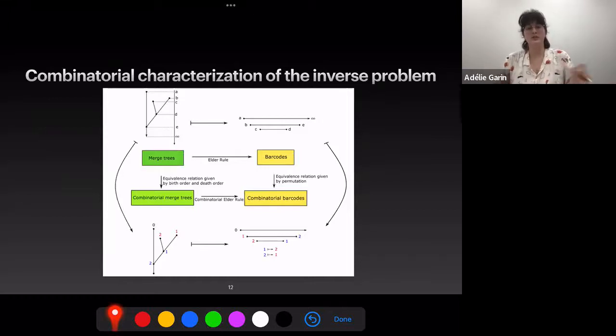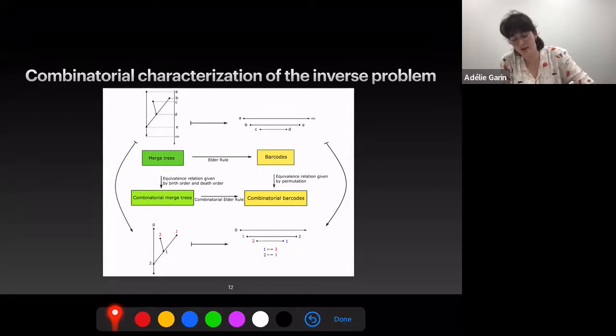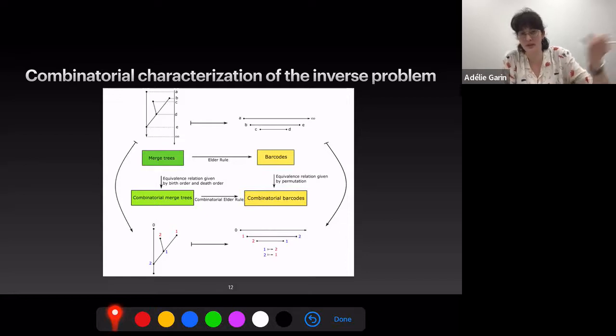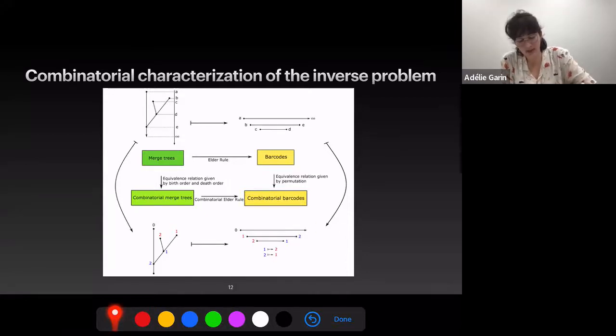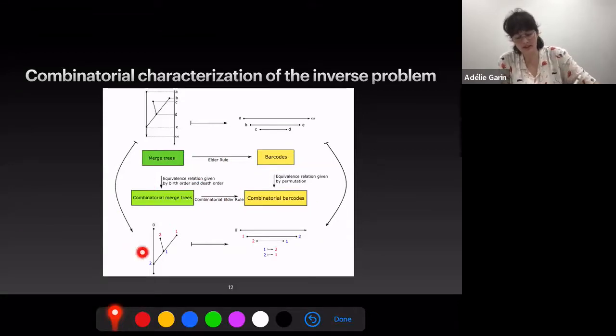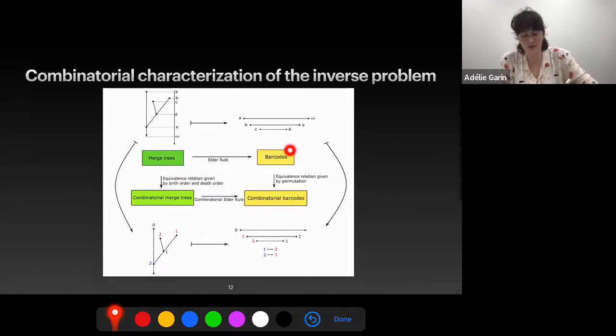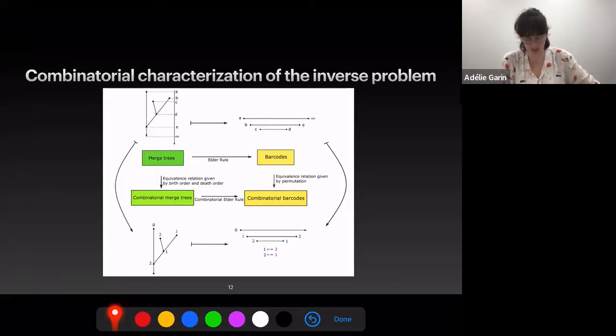And basically, using these two definitions of combinatorial merge tree and combinatorial barcode, we can completely determine this problem of merge trees to barcodes. So we have the elder rule that takes a merge tree and gives you a barcode. If we consider the corresponding combinatorial merge tree here and the corresponding permutation for the combinatorial barcode here, then this map becomes a combinatorial elder rule. And this is enough to get all the information of what happens up here, apart from the real value of the function, but this can be decided later.